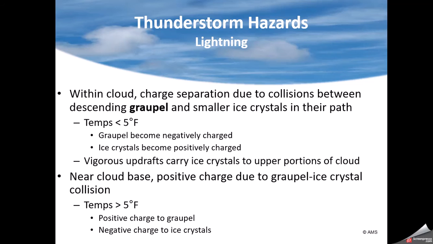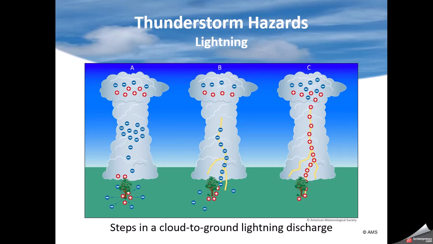So if you get a graupel pushed up into the clouds in the updraft, and you get below 5 degrees Fahrenheit, it becomes negative. However, if it sinks back down, it becomes positive again. So you actually set up a charge between the two, and that's where your lightning strikes. And you can see it here in the diagram.